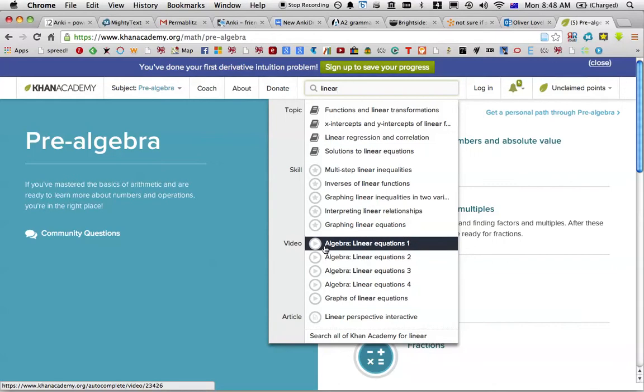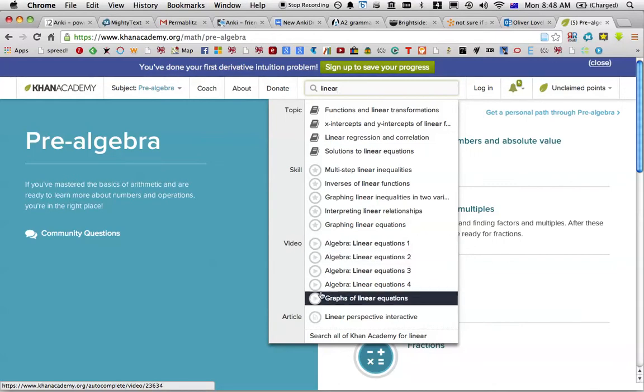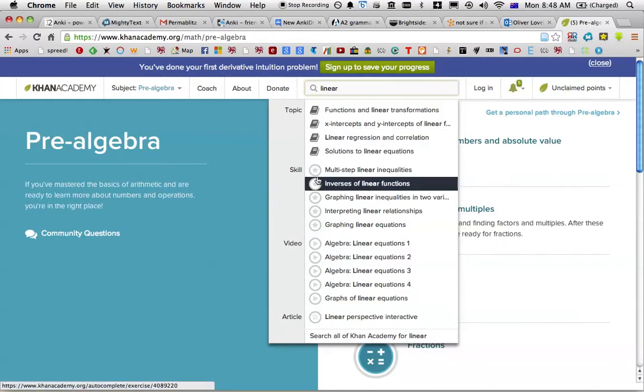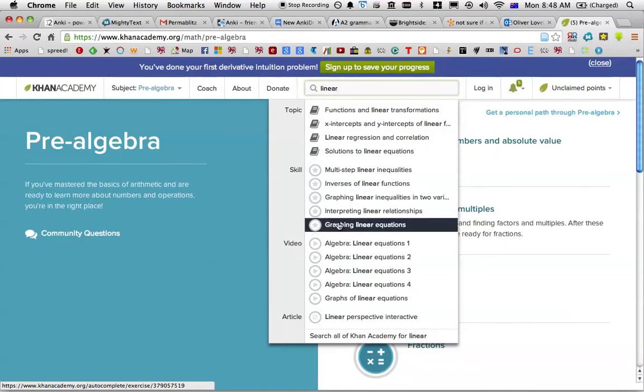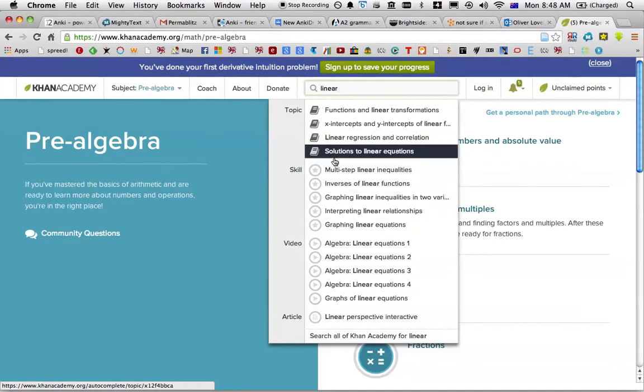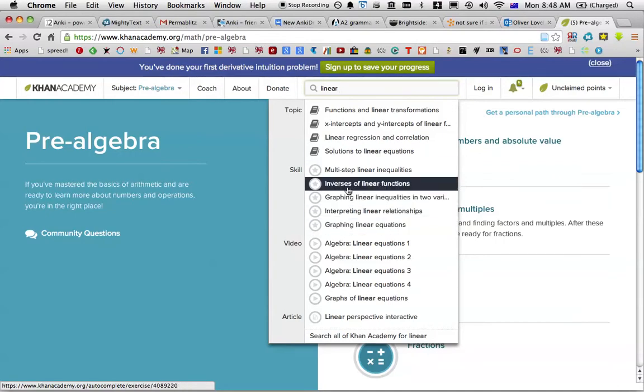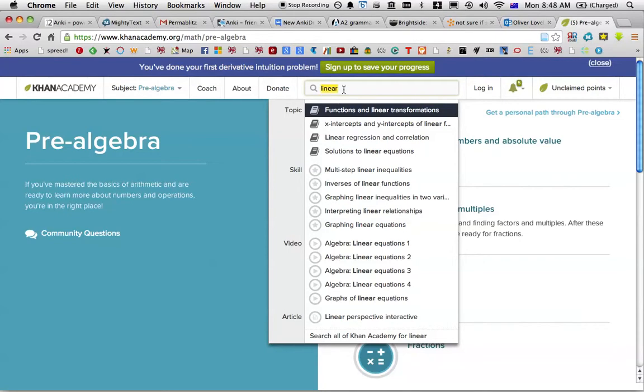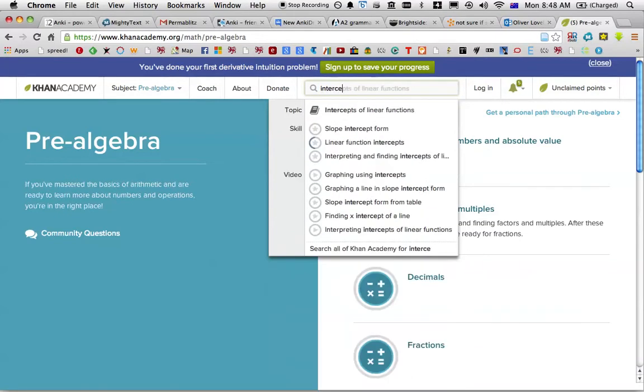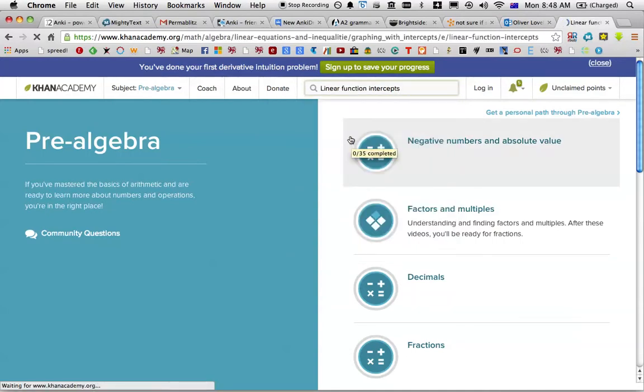And so there's two things. There's videos, which are these play buttons. There's skills, which are these kind of stars here. So graphing linear equations, interpreting linear relationships, graphing linear inequalities. So let's just look at one first. I'm going to try and find, because I think intercepts are good places to start. So let's start with linear function intercepts.